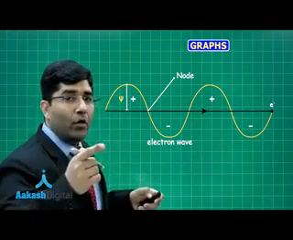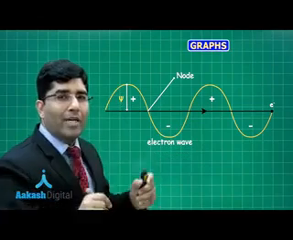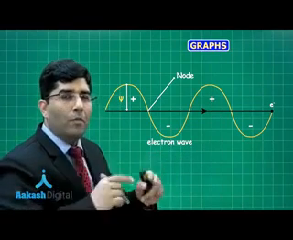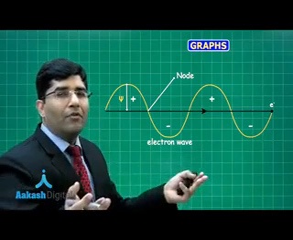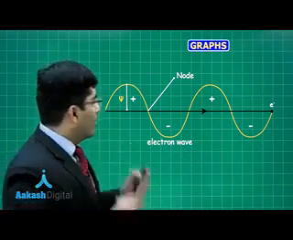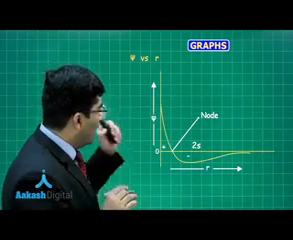If Xi is 0, Xi square is 0. And what is Xi square? Xi square is the probability density, and where the probability density is 0, we can't find the electron there. So that is called a node. The same node we will find here.